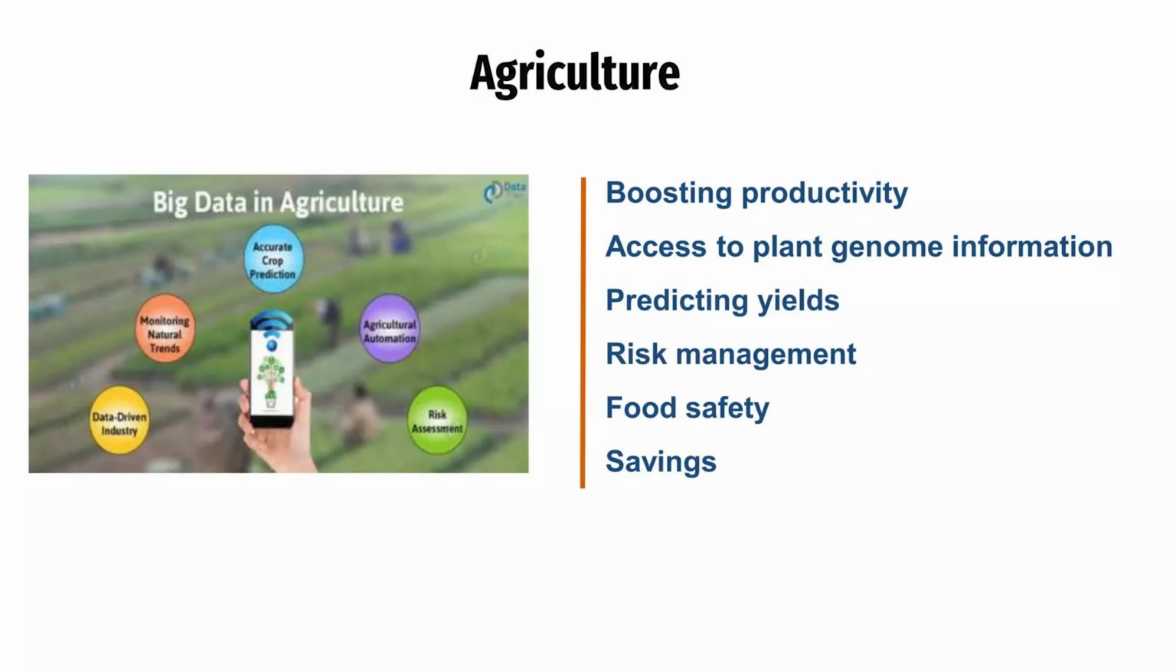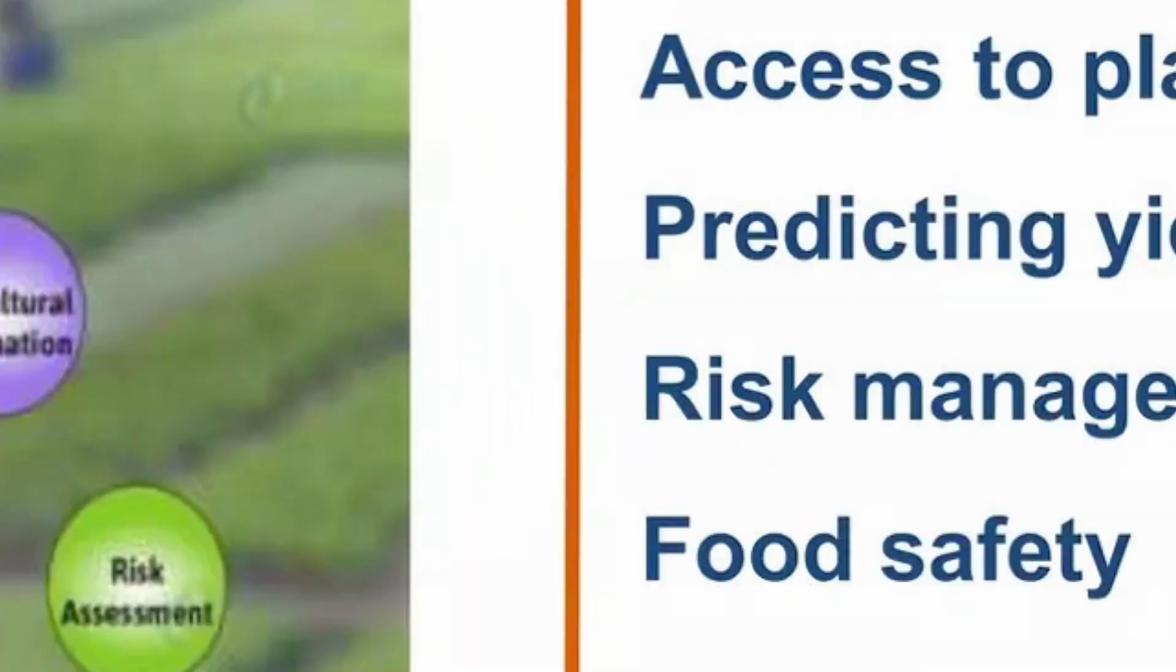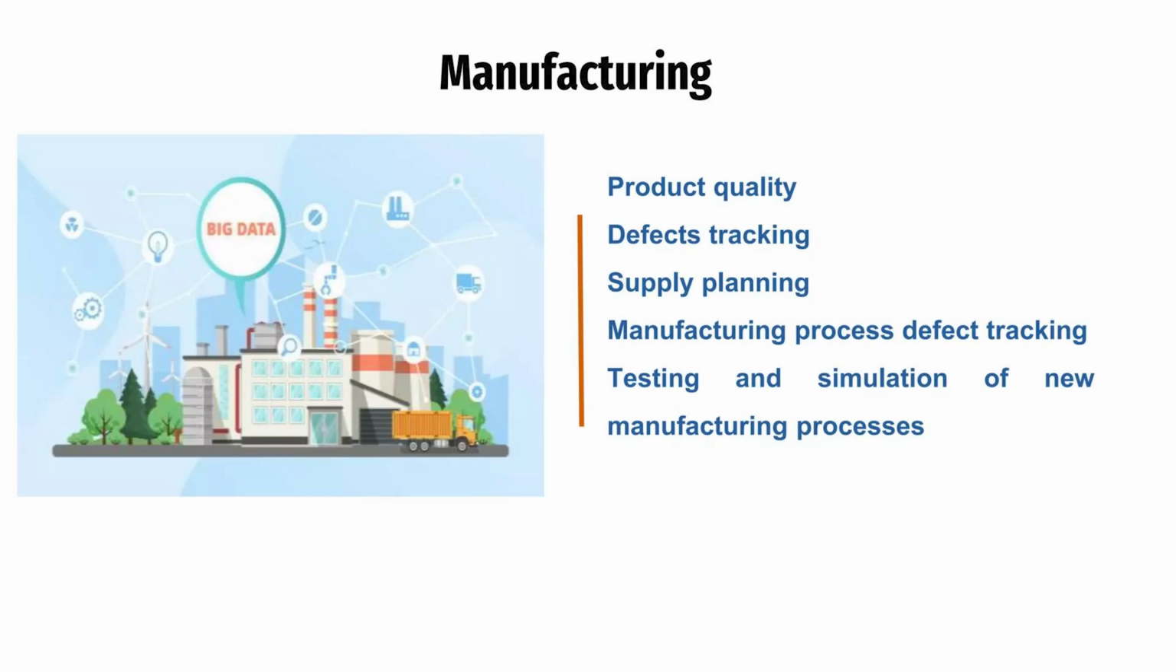Next one, agriculture. In agriculture, big data is used in boosting productivity, access to plant genome information, predicting yields, risk management, food safety, savings. Next one, used in the manufacturing field. Big data is used in manufacturing for product quality, defect tracking, supply planning, manufacturing process defect tracking, testing and simulation of new manufacturing processes. These are the applications used in big data.